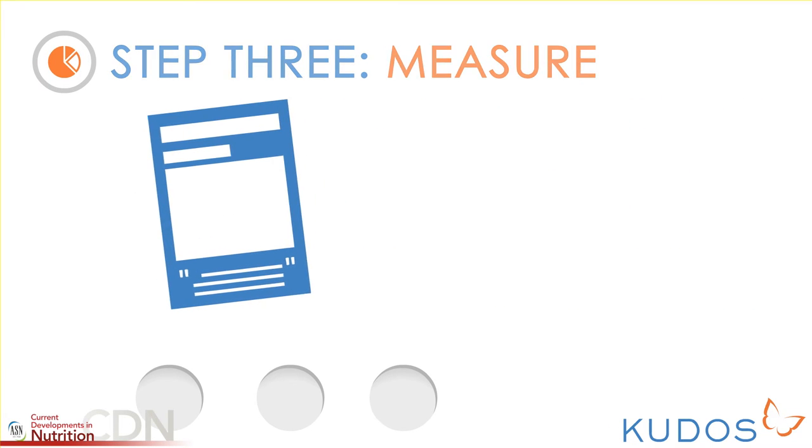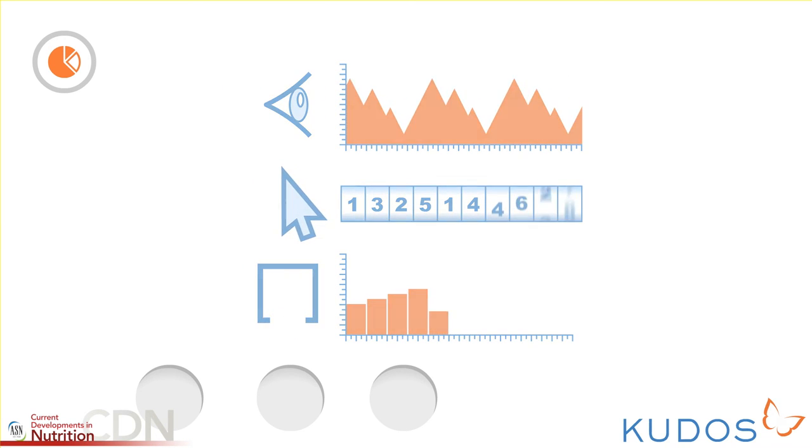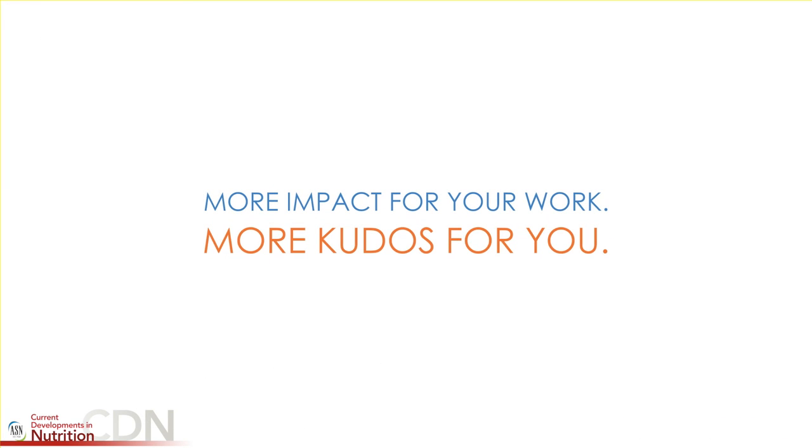Step 3. Measure. With Kudos, you can then see the impact of this on your publication metrics, such as views, downloads, citations, and altmetrics. More impact for your work, more Kudos for you.